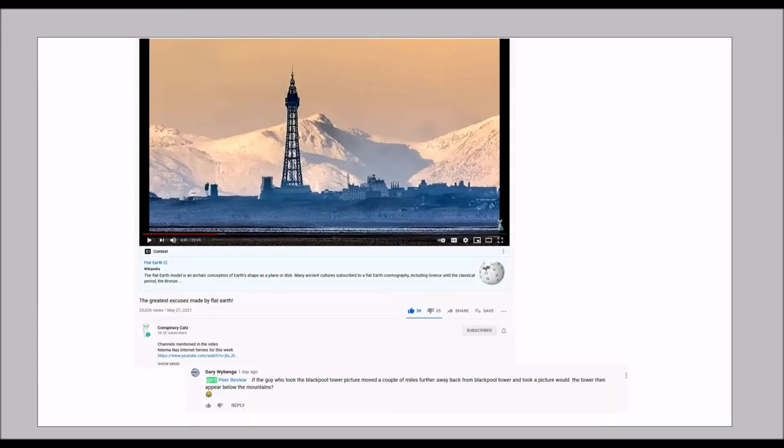This video came about in response to a question that Gary Waibenga directed to me. We were both looking at a Conspiracy Cats video. Gary said, if the guy who took the Blackpool Tower picture moved a couple of miles further back from Blackpool Tower and took a picture, would the tower then appear below the mountains?